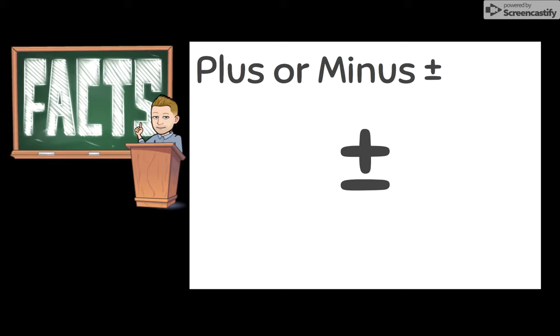The temperature could be 24 degrees today, plus or minus 3 degrees. So it could go to a high of 27 or a low of 21.